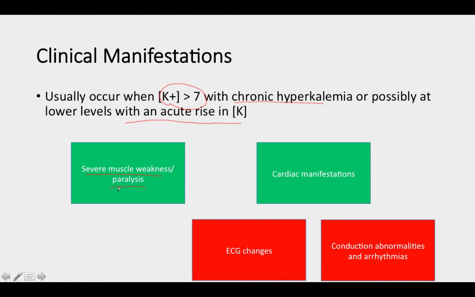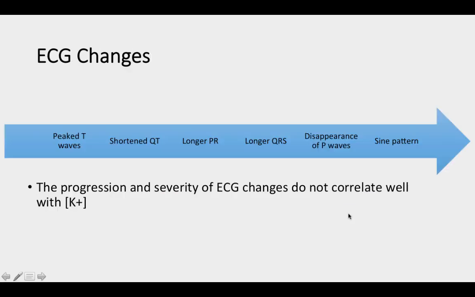And the main ones you're really worried about are the cardiac manifestations, and you can get all sorts of conduction abnormalities and arrhythmias: bundle branch blocks, bifascicular blocks, AV blocks, sinus bradycardia, VT, VF, asystole. So these are the ones that are life-threatening and that we really want to watch out for.